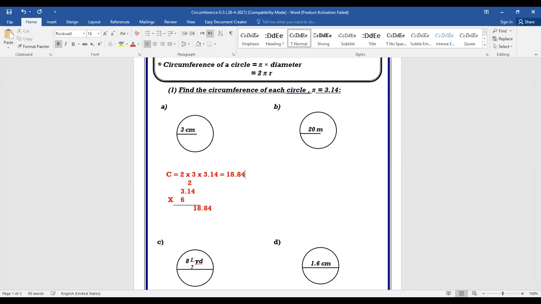18.84 centimeters. Okay. In B also we have the radius. We have radius 20 meters, sorry. Who can use the formula to find the circumference? Multiply by 2. 2 multiply by 20, multiply by 3.14. Yes. 2 multiply 20 equals 40.